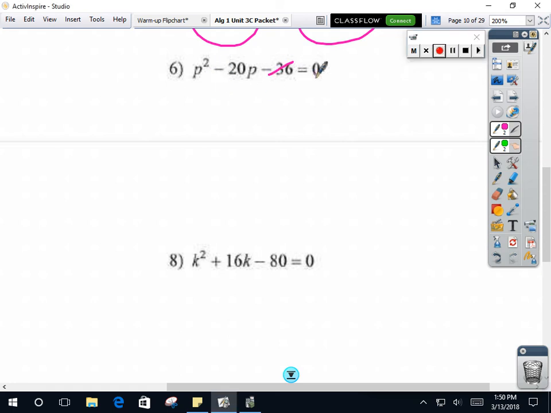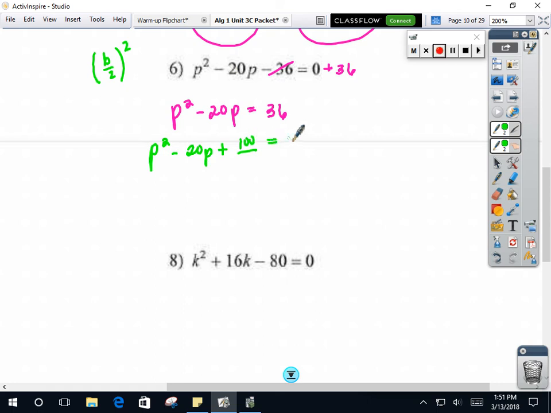Correct. Add the 36 to the other side. So now we have p squared minus 20p equals 36. Now what do we do? Right, you take your b value, divide it by 2, and square it. What is the b value? Divided by 2, negative 10 squared, 100. So you now add 100 to both sides.